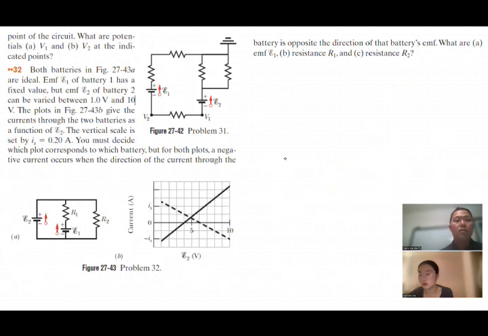Okay, let's move on. So now 32. I just accidentally captured this image, but this has nothing to do with this problem. Can you read the 32?